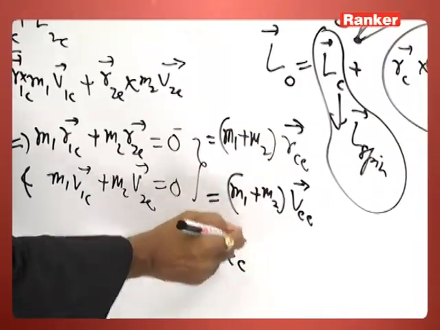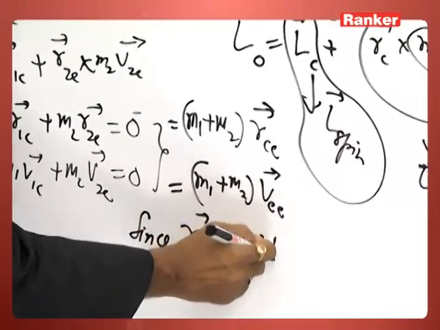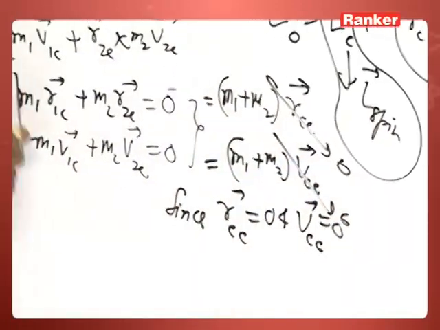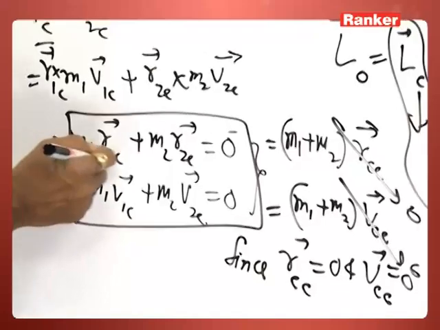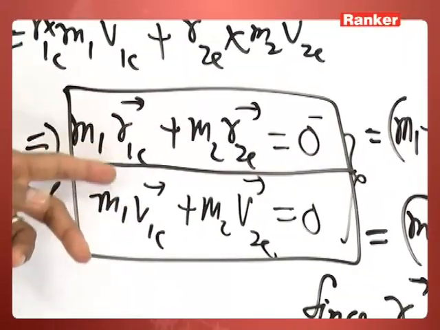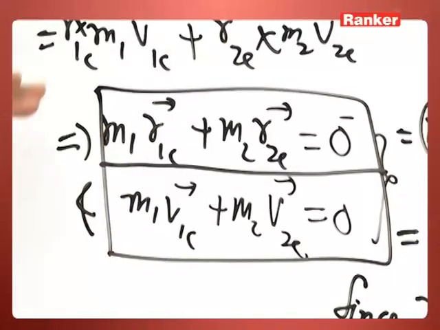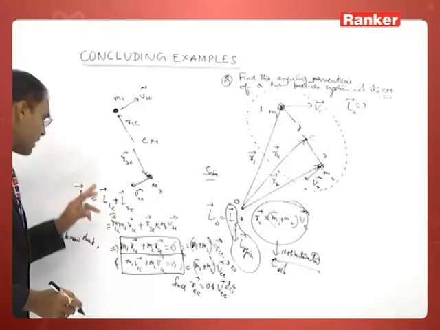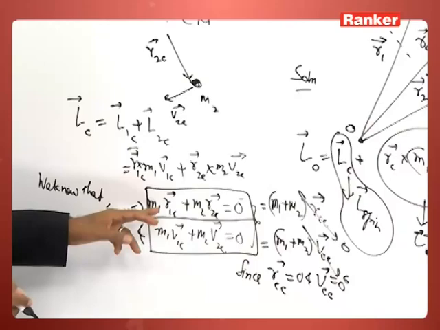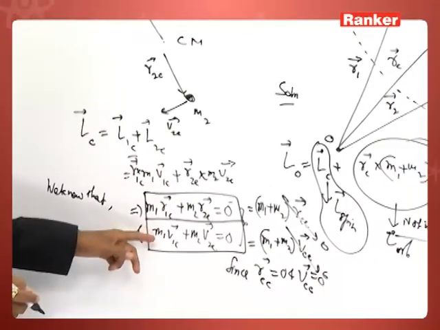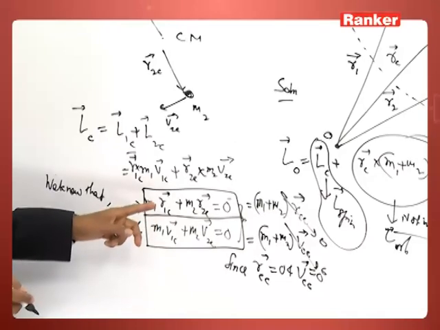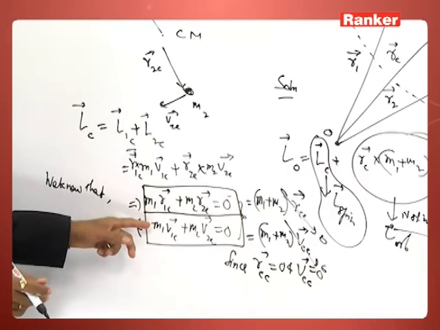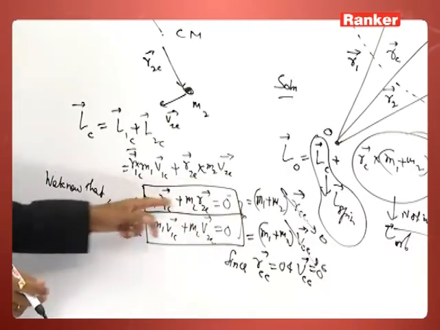Since the position vector of the center of mass with respect to center of mass is 0 and the velocity of the center of mass with respect to center of mass is 0, these terms will vanish. Therefore, we are having this expression and this expression. These expressions will be the expressions for the sum of the momenta of the particles, and the second expression is the sum of the momenta.